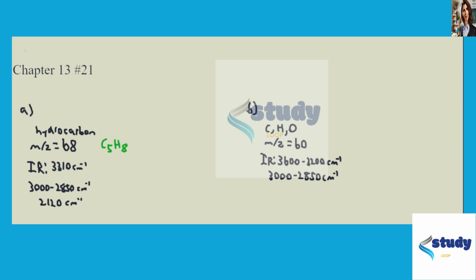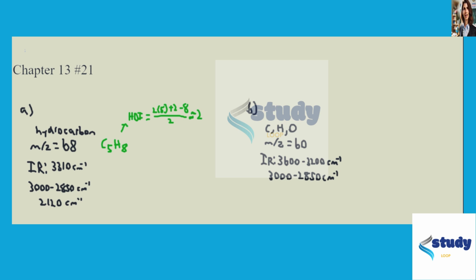If we then do a hydrogen deficiency index based off of that C5H8, it's 2 times the number of carbons plus 2 minus the number of hydrogens, all of that over 2. So we get a hydrogen deficiency index of 2. If this is indeed our correct molecular formula, then we're going to have 2 pi bonds to account for, or 2 rings, or a pi bond and a ring.